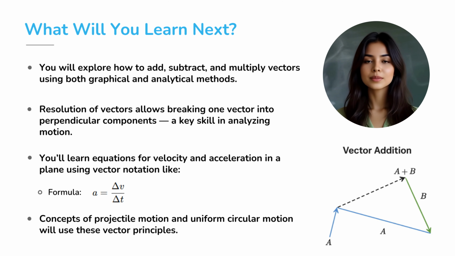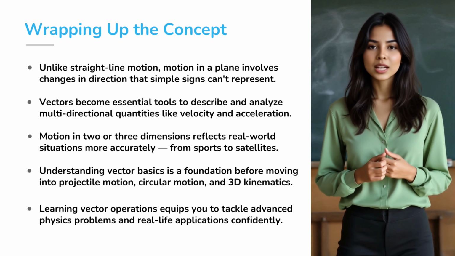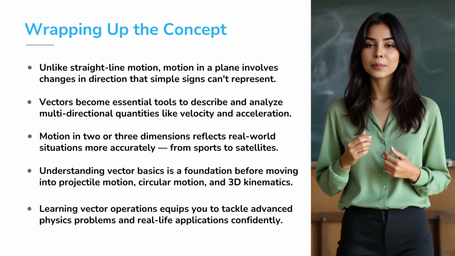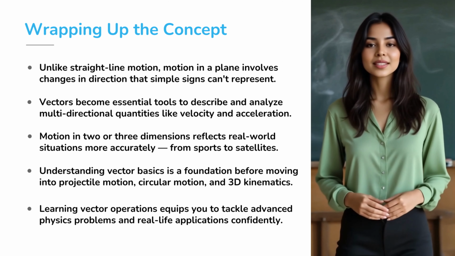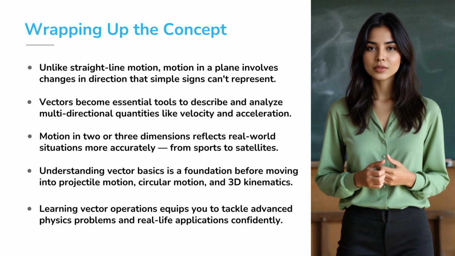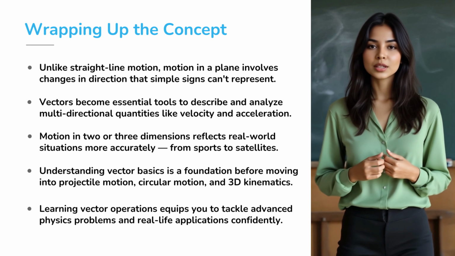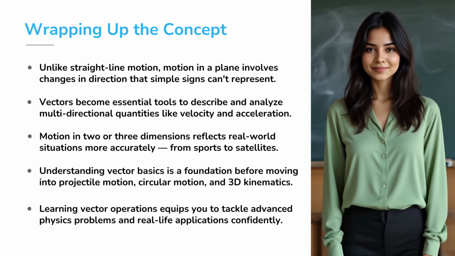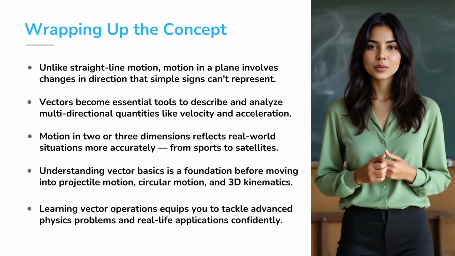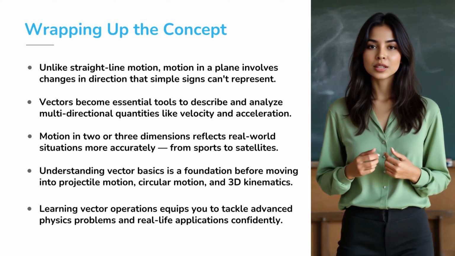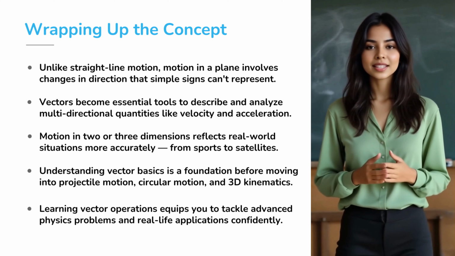Let's quickly recap what we've learned. When motion happens in just one dimension, a plus or minus sign does the job. But in two-dimensional motion, like flying, falling, or curving, direction matters far more. Vectors allow us to include direction in our equations for displacement, velocity, and acceleration. That means we can now study real-world physics, curved paths, changing directions, and combined forces with clarity.